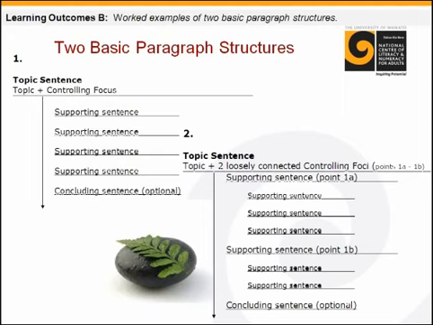Then we go to basic paragraph structure number 2, and we have here a topic sentence with 2 controlling focuses. And if you have been working through section 1, you will know that if you have 2 controlling focuses in your paragraph, then they both must be very closely connected or loosely connected somehow. If they're too different, then you would suggest to learners that they might like to take one of the very different ones and give it its own paragraph.